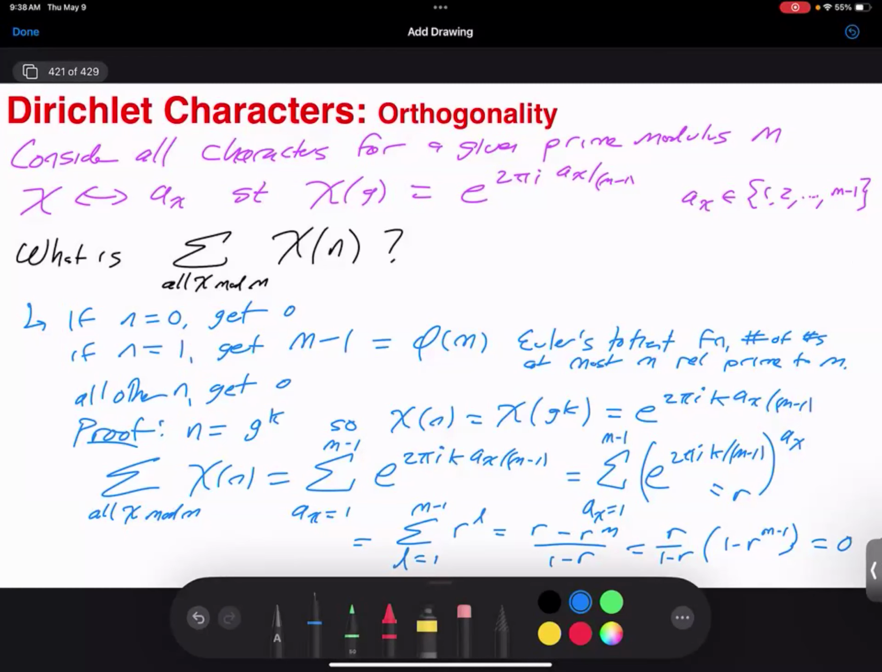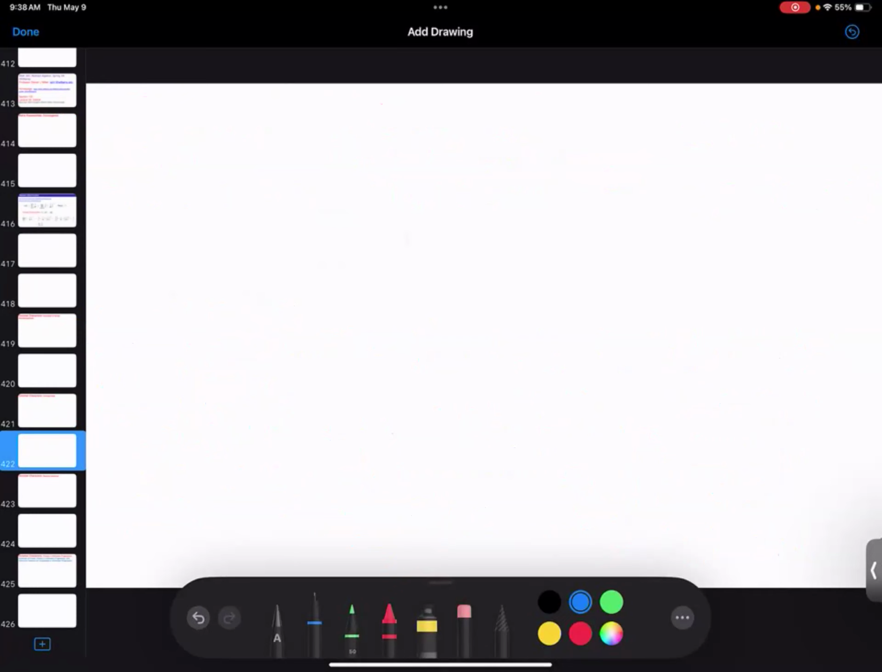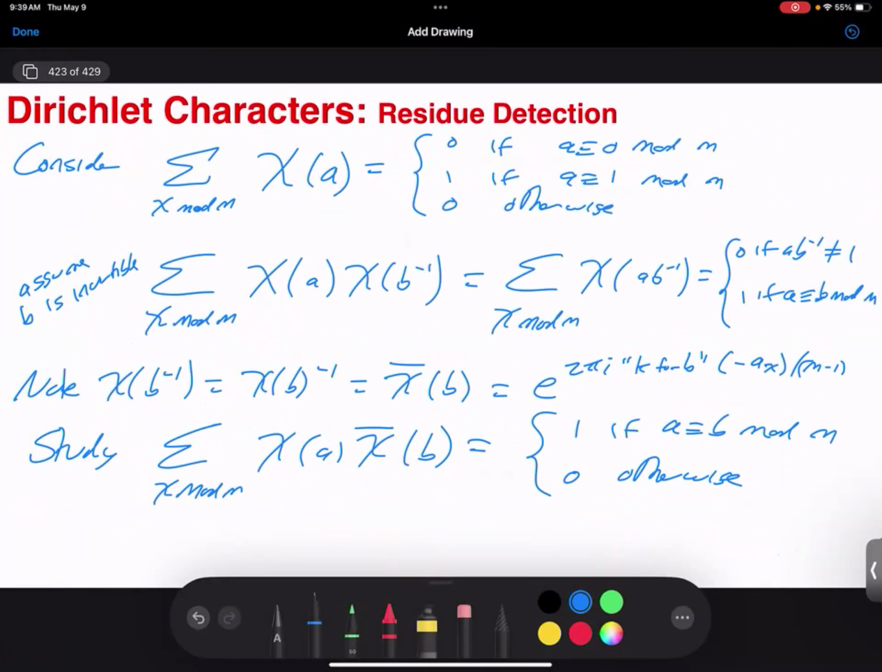Okay, well, instead of detecting if my input is 1, could I detect if my input is 2 or 3 or 4? Yes! I just do a simple shift. And so I now just put this factor of chi of b inverse. And now, if a is congruent to b, I get m minus 1. Otherwise, I get 0. Oops. It shouldn't be 1. It should be m minus 1.